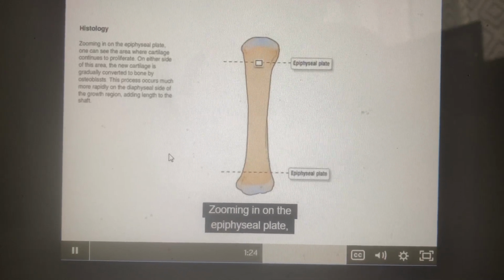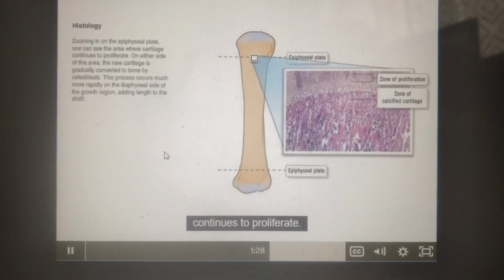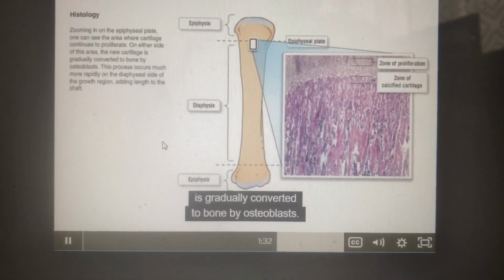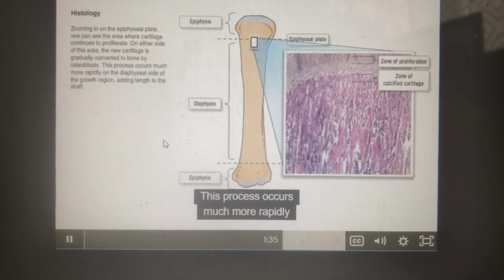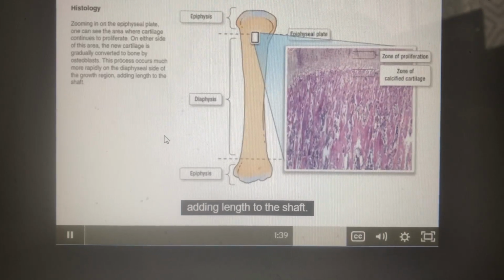Zooming in on the epiphyseal plate, one can see the area where cartilage continues to proliferate. On either side of this area, the new cartilage is gradually converted to bone by osteoblasts. This process occurs much more rapidly on the diaphyseal side of the growth region, adding length to the shaft.